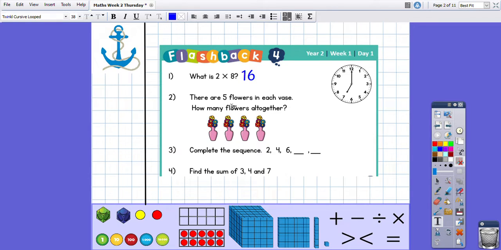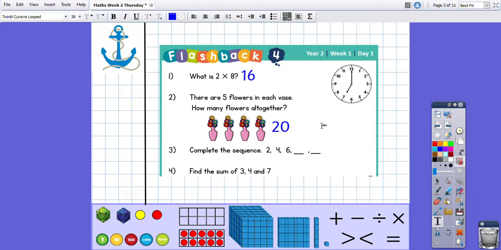There are 5 flowers in each vase. How many flowers altogether? So you need to work out how many vases there are. So there are 1, 2, 3, 4 vases. So you have got 4 lots of 5. So we can use our 5 times table this time. So put 4 fingers up and count in your 5s. 5, 10, 15, 20. 4 times 5 is 20.